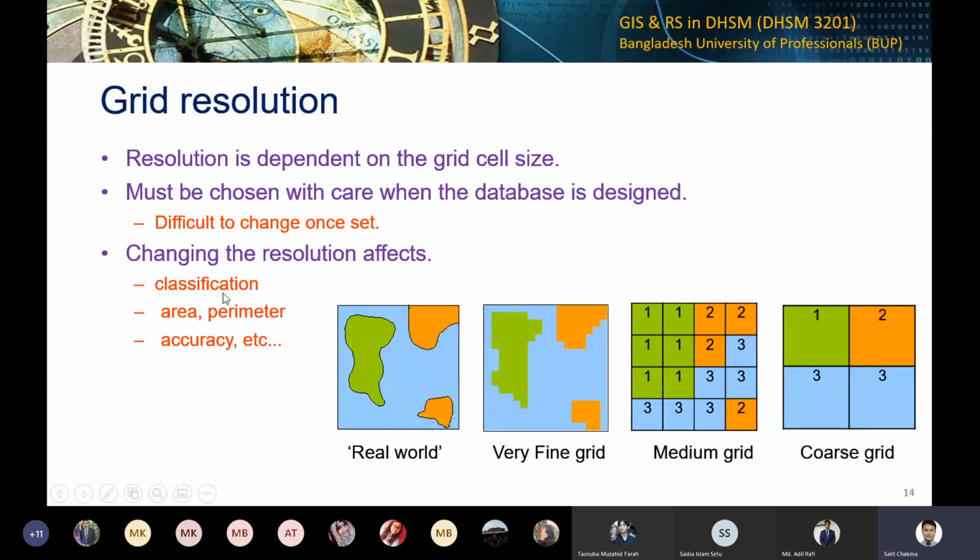And change of resolution also affects classification. I think I gave an example previously, or didn't I? I'm not sure. Okay, so few years back, do remind me if I have already mentioned this example in the past. A few years back, there was suddenly a buzz in the newspaper saying that Bangladesh has lost a significant amount of forest in Sundarbans. There was a research article published, and it was saying that Bangladesh has lost a significant amount of forest areas.